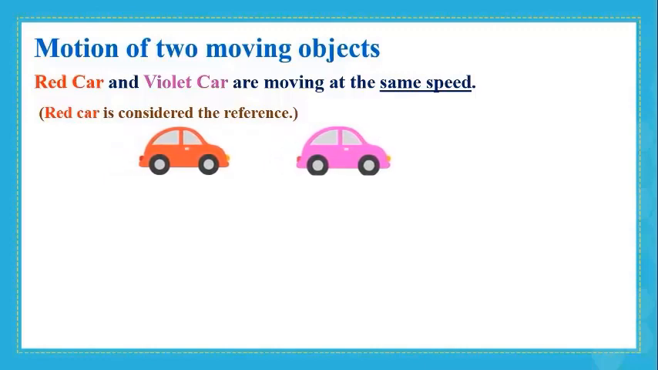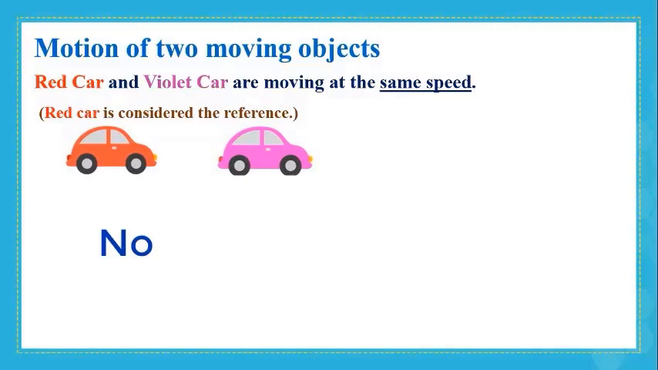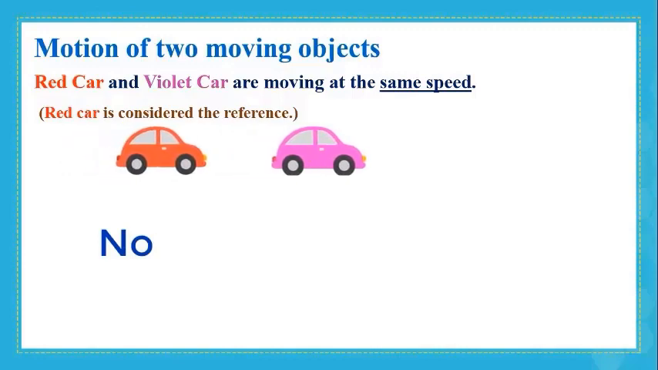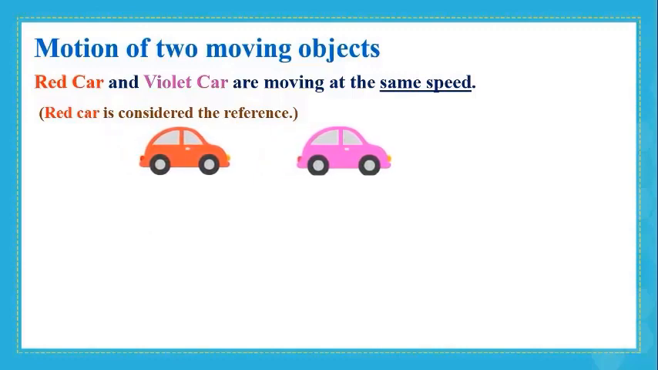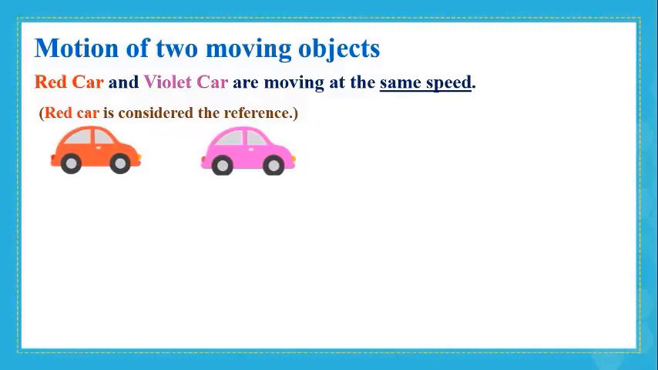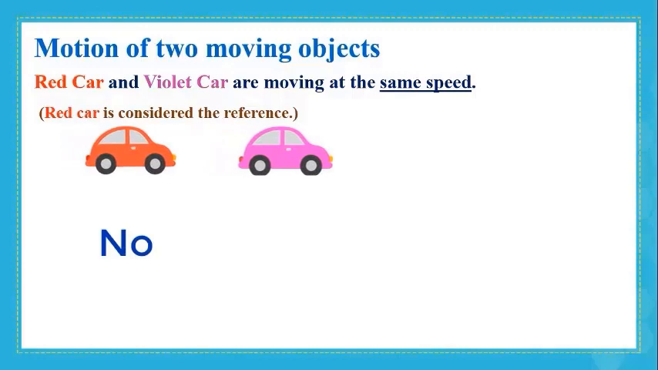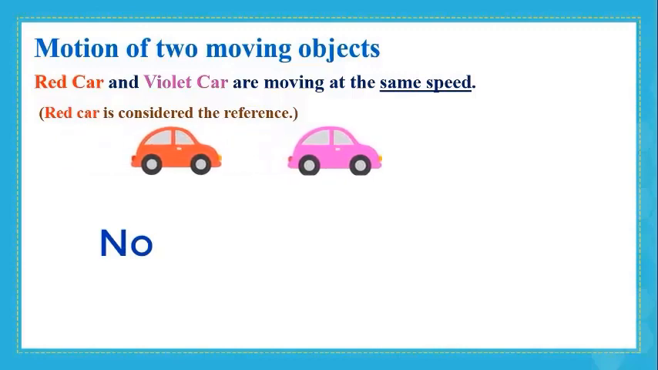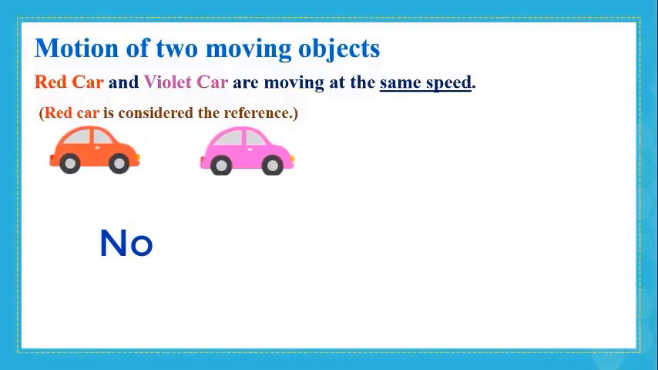Is the distance between the two cars changing? No. It was 3 meters and it is still 3 meters. Is the position of the violet car changing relative to the red car? No. It was 3 meters in front of the red car. While moving, it's still 3 meters in front of the red car.